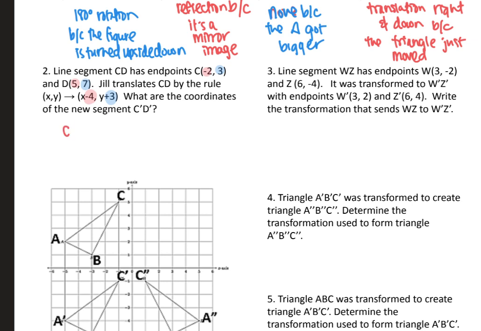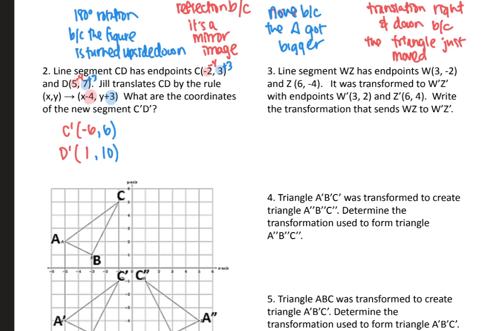So that means C prime. If we subtract 4, -2 minus 4 is -6. And then for the y coordinate, we're going to add 3. So 3 plus 3 is 6. Now let's look at D prime. We're going to do the same thing. We're going to subtract 4. So 5 minus 4 is 1. And then we're going to add 3. 7 plus 3 is 10. So there are my new coordinates.